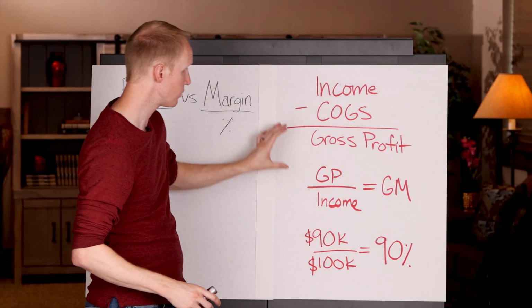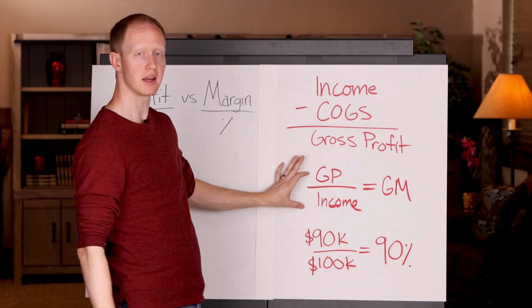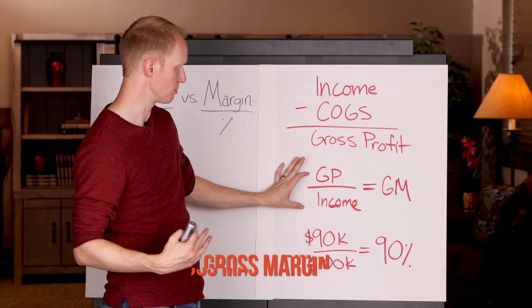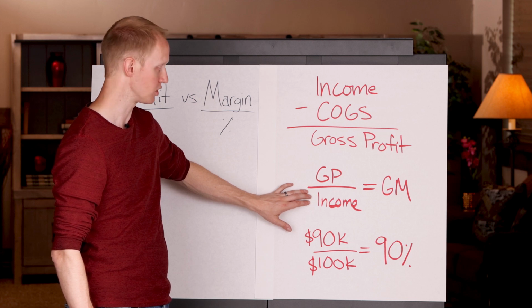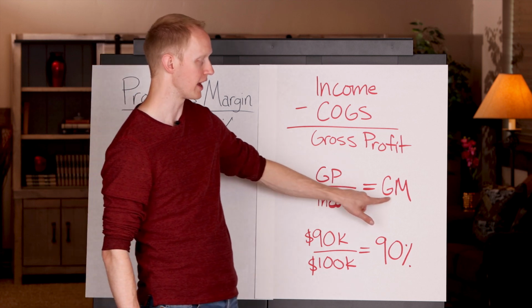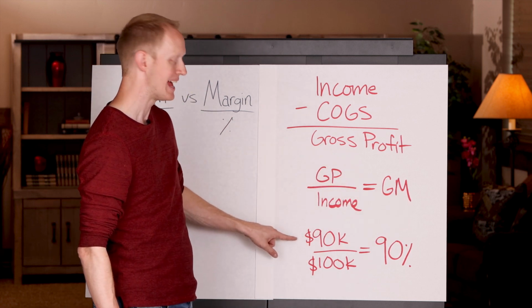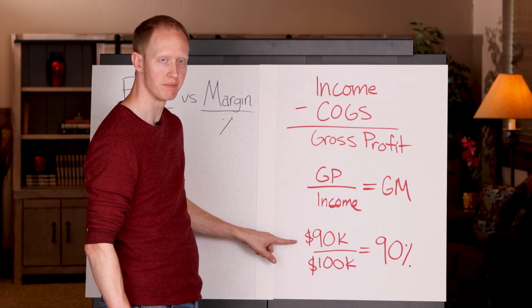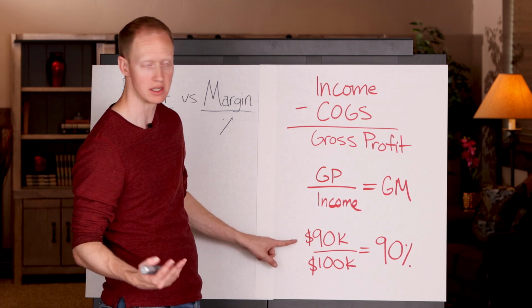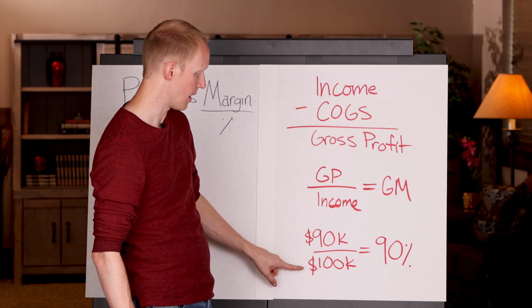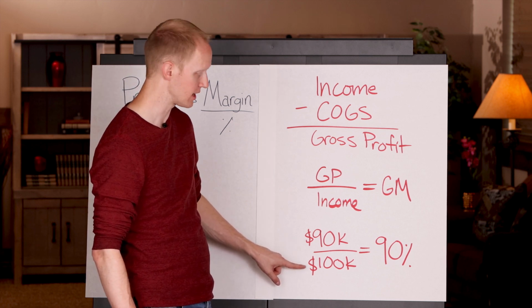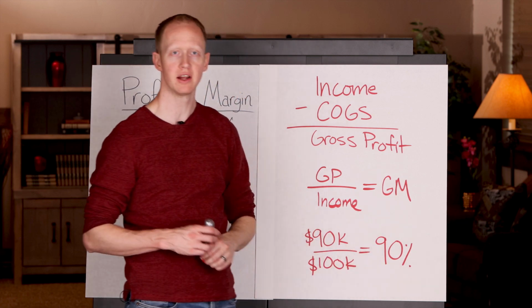All right, so now if we have gross profit, we can plug it into this simple little formula to give us gross margin. So gross profit divided by income, so the total income that I had, gives me my gross margin. So for example, if I had 90,000 of gross profit, which means that I had 10,000 of cost of goods sold, right? 90,000 of profit from 100,000 of income, that would be 90% gross profit.